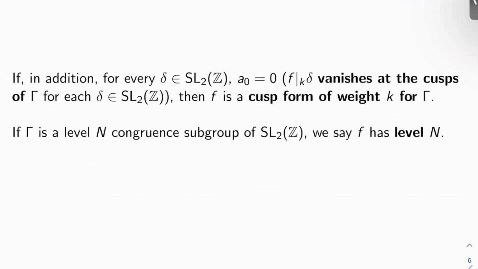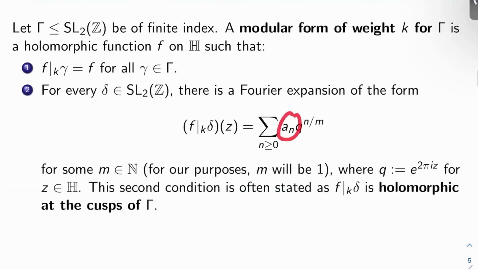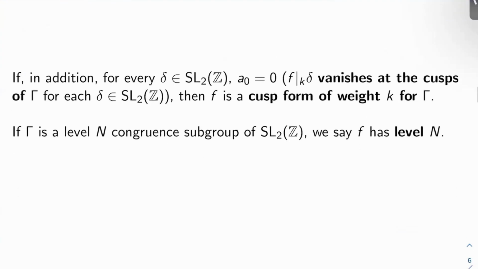If, in addition to all of those conditions above, for every delta in SL2(Z), a_0 is 0, so this first coefficient here vanishes. Another way of saying that is f|_k delta is not only holomorphic at the cusps of gamma, but f|_k delta vanishes at the cusps of gamma for each delta in SL2(Z). So if a_0 is 0 for all delta, in other words, f is what we call a cusp form of weight k for gamma.